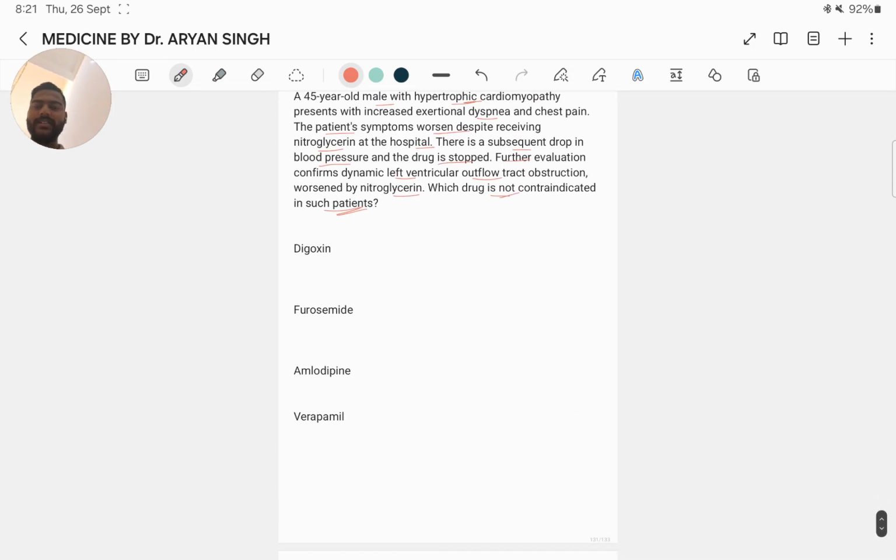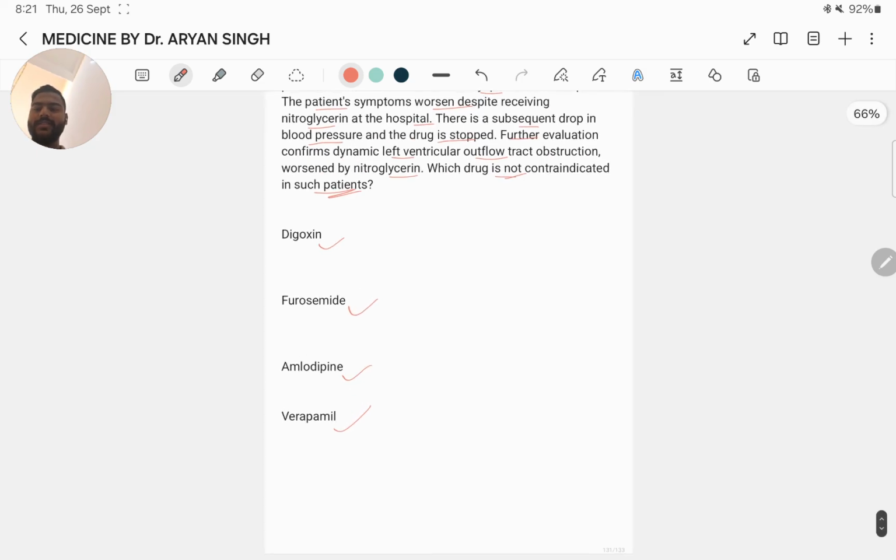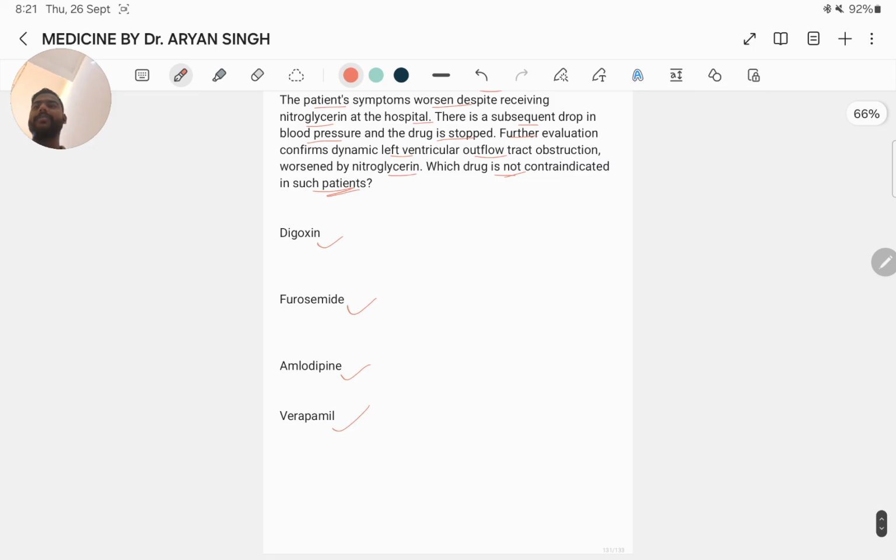Digoxin, furosemide, amlodipine, or verapamil? Here the left ventricular outflow tract obstruction in hypertrophic obstructive cardiomyopathy in this patient was worsened with the administration of nitroglycerin. The best answer is verapamil.